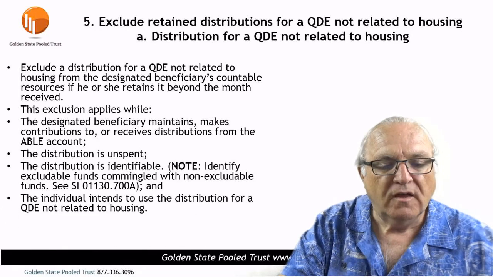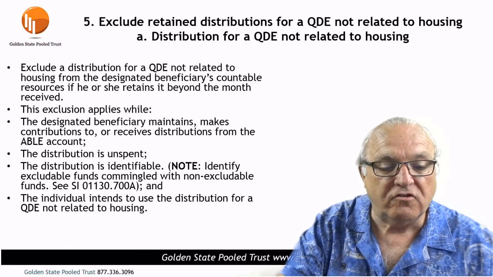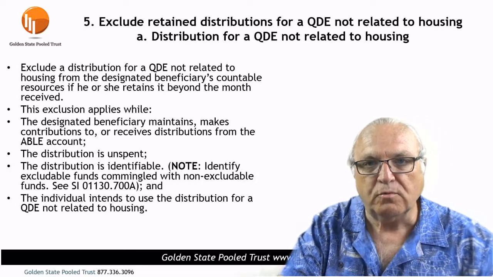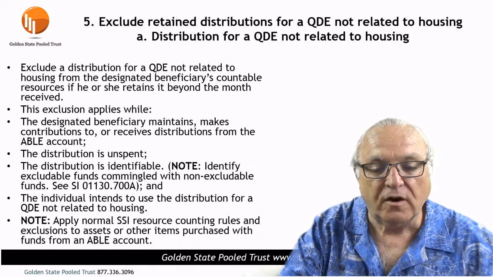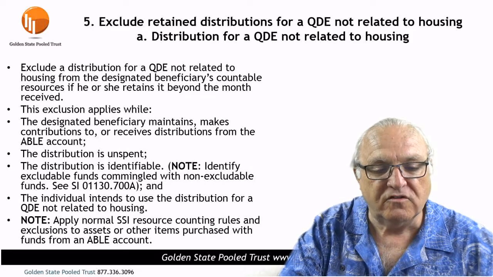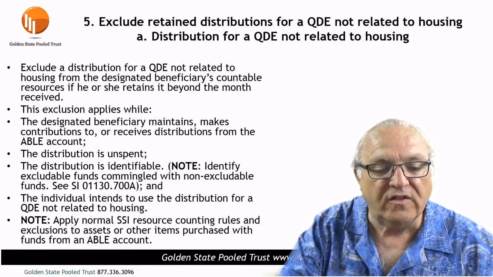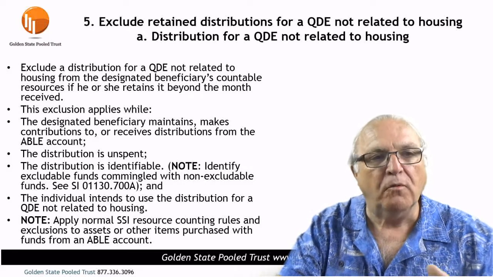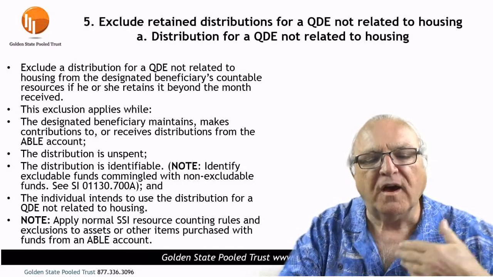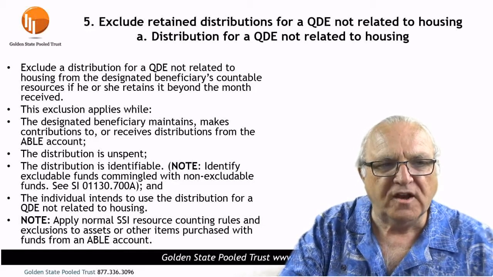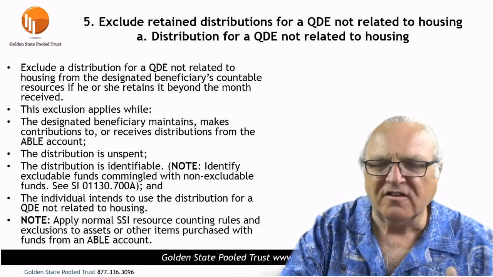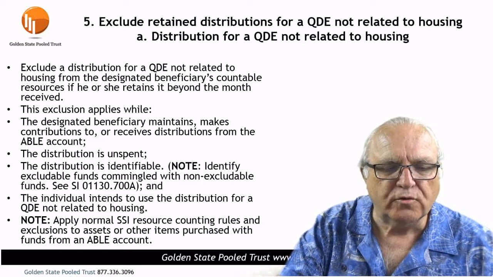The individual intends to use the distribution for a qualified disability expense not related to housing. As we're going to see, that's an important concept. Note, apply the normal SSI resource counting rules and exclusions to assets or other items purchased with the funds from an ABLE account, meaning that you can use it to buy excluded resources, like you could buy a car with an ABLE account, but you can't buy a second car and not have it included.